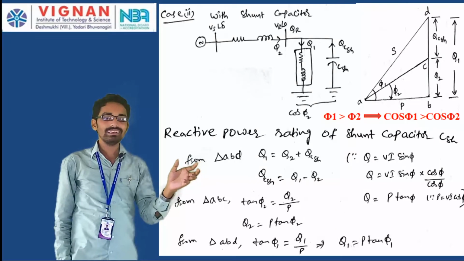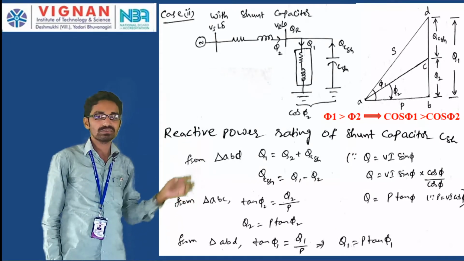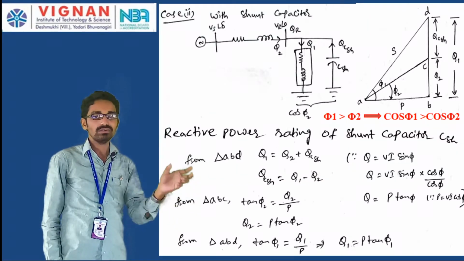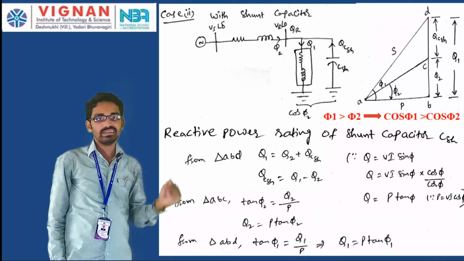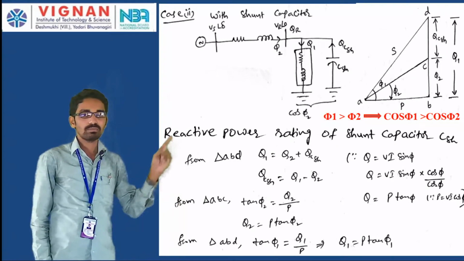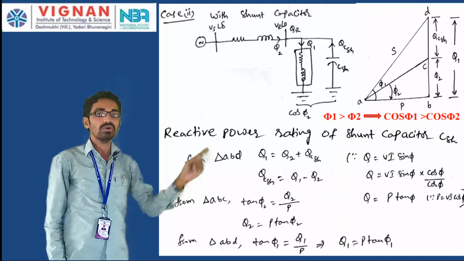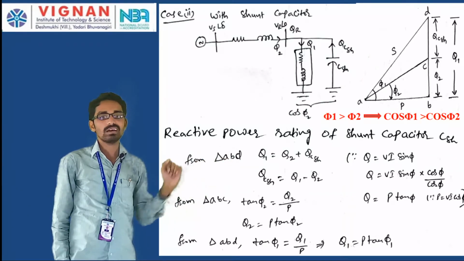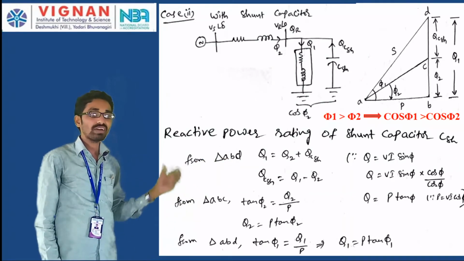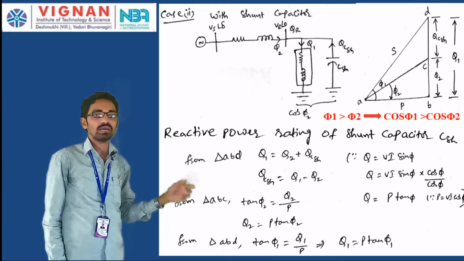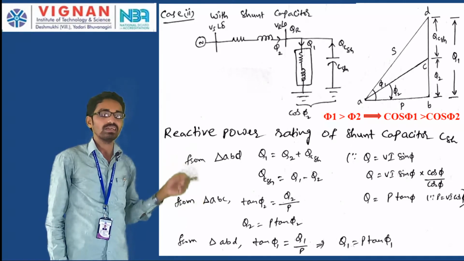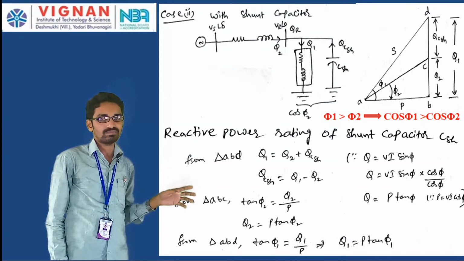As the value of the angle increases, the cos value is going to decrease. So, then what happens here, as phi 1 is greater than phi 2, cos phi 2 is greater than cos phi 1, that means the power factor is going to improve. So, by connecting the shunt capacitor in parallel with the load, that will improve the power factor.